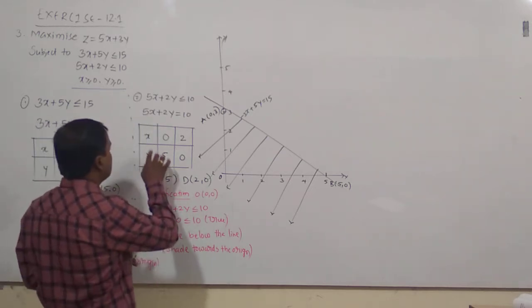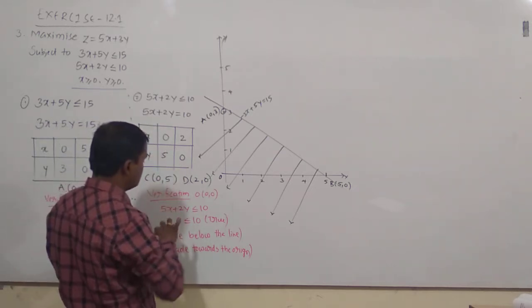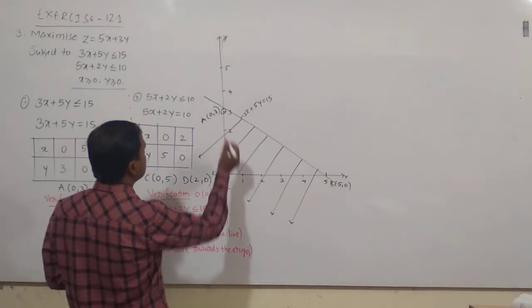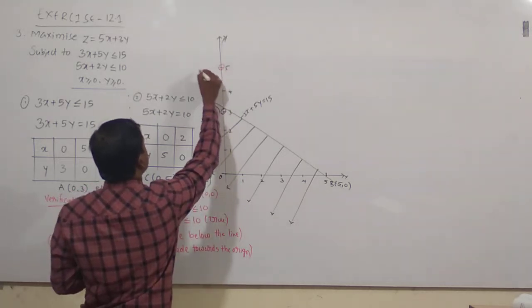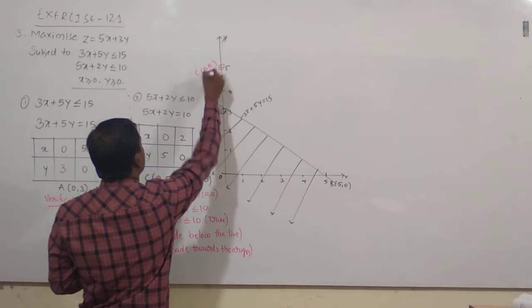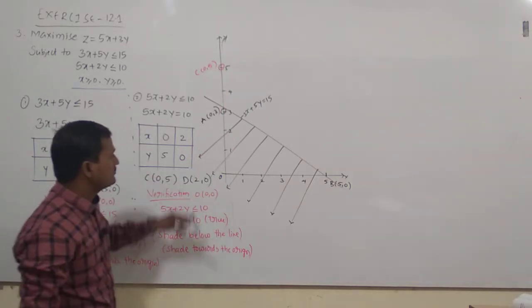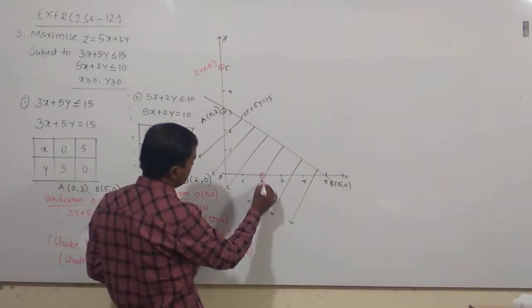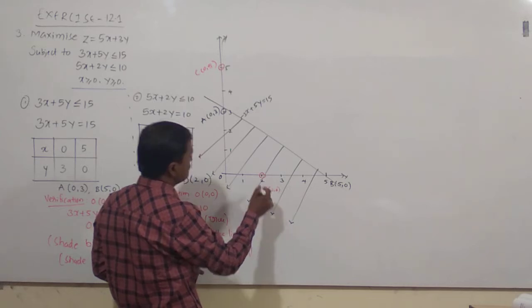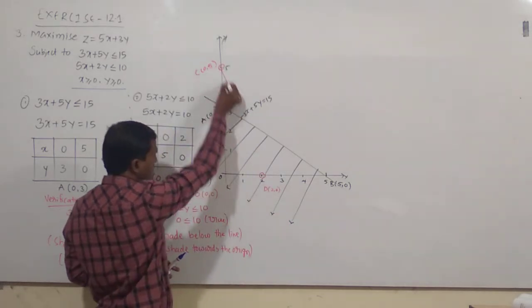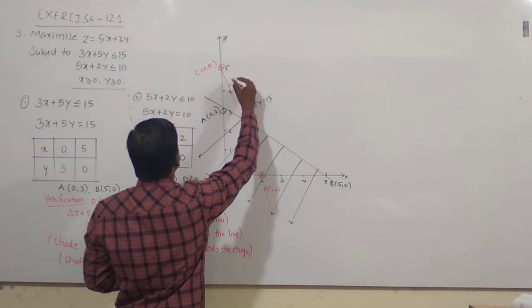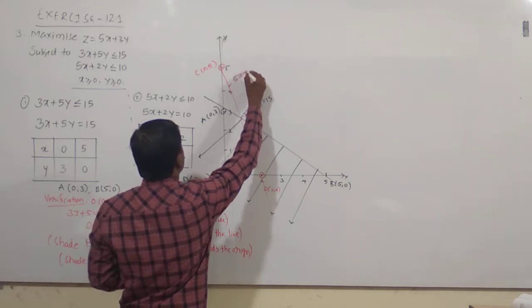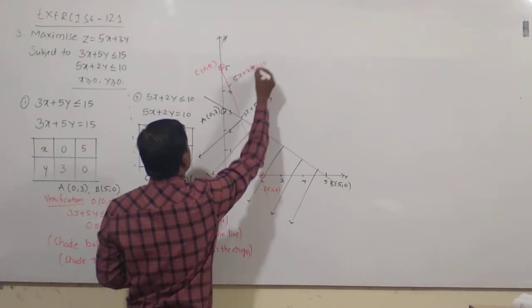So second line is 0 comma 5. So here we will take x equal to 0, y equal to 5, so this is the point 0 comma 5. Okay, right. Next 2 comma 0. So this is point D, 2 comma 0. Okay, right. So join this. Again here we are getting a line. This line is 5x plus 2y, this is equal to 10.